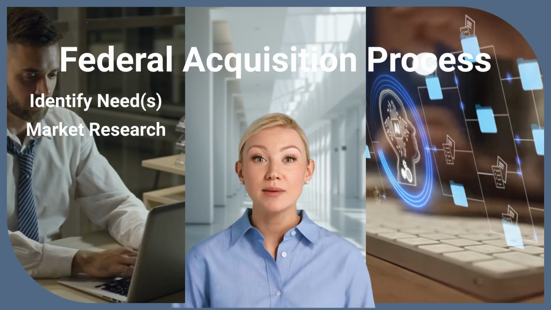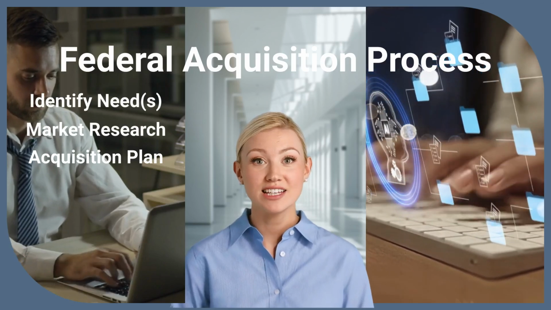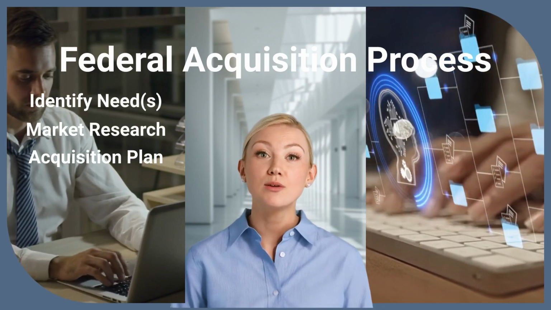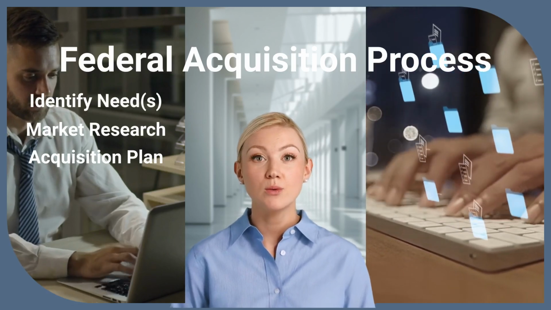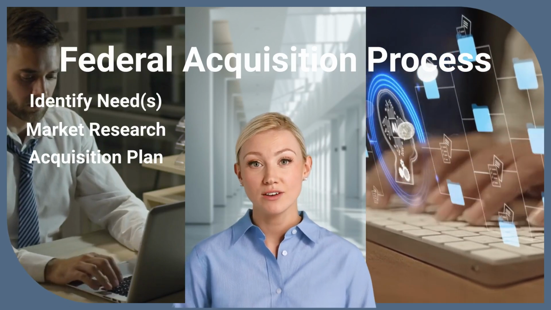Step 3 is to develop an acquisition plan. This is when the government decides on the procurement strategy, such as contract type, competition level, such as full and open or small business, and how they will evaluate submissions or proposals. Will it be best price or best value, which means not necessarily the lowest offer?